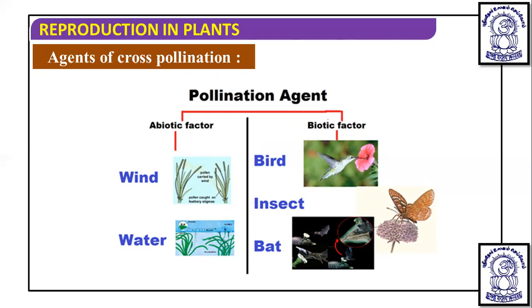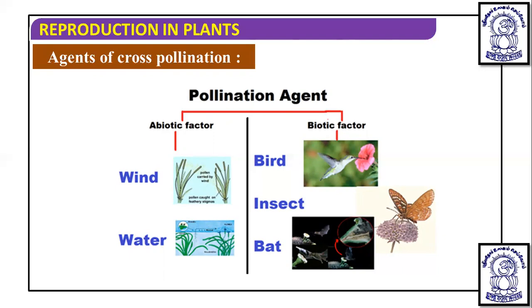Now, different technical terms are given for the use of different pollinating agents. For wind, the term used is anemophily, meaning pollination by wind. Water, hydrophily, pollination by water. Birds, ornithophily, pollination by birds. Insects, entomophily, by insects. Chiropterophily, by bats. So this type of terms are used and we will discuss these terms in detail in this part.